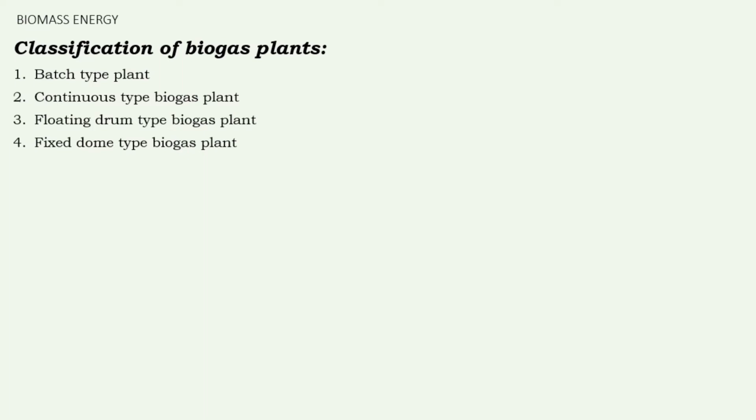Now let's look at the classification of biogas plants. The biogas plants are mainly classified into four types. First one is batch type biogas plant, second one is continuous type biogas plant, third one is floating drum type biogas plant, and last one is fixed dome biogas plant. We'll discuss in detail about all these types of plants.